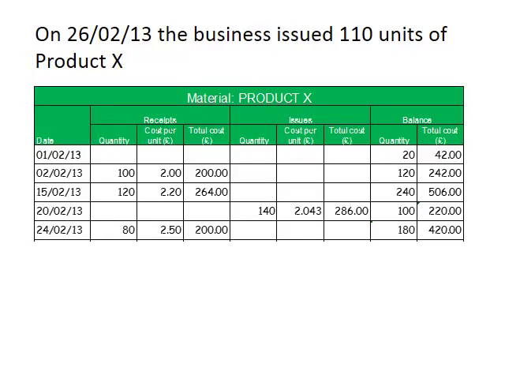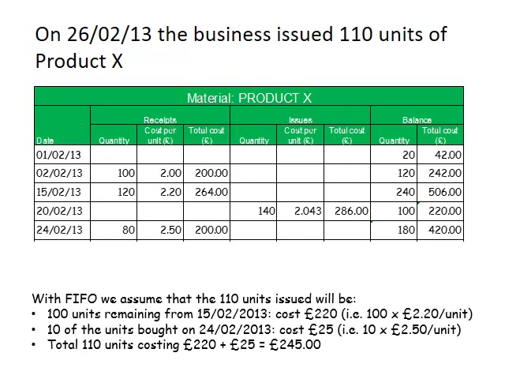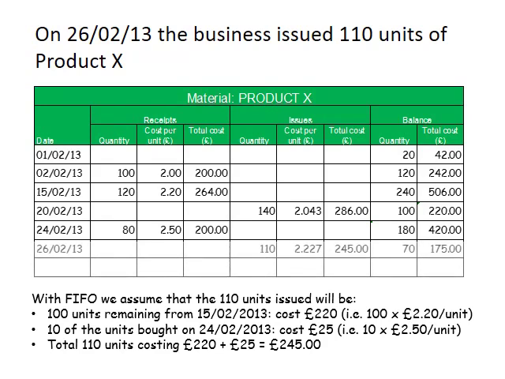So we can now calculate what the cost of these 110 units will be. 100 units will be valued at £2.20 per unit, so an overall cost there of £220. 10 units will be valued at a cost of £2.50 per unit, so an overall cost of £25. So of these 110 units, there's going to be an overall cost of £245.